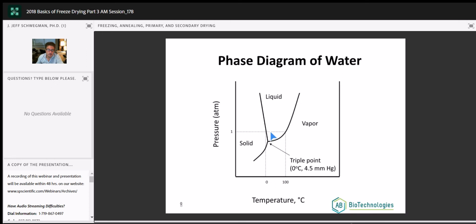Now what's going on in freeze drying? Well, we start as a liquid, so we'll say about 25 degrees C, 1 atmospheric pressure. We decrease the temperature. Boom, we go from the liquid state to the solid state. We know that.